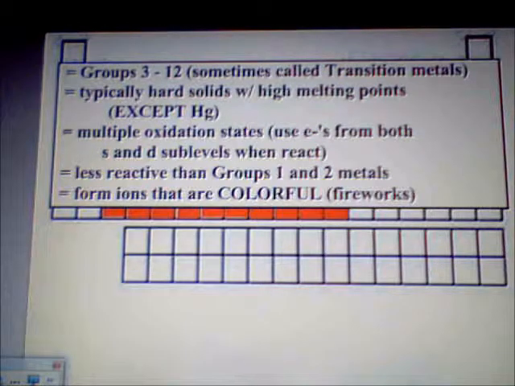Transition elements have multiple oxidation states, and that's because they can use their electrons from both the S sublevel and the D sublevels when they react with other elements. They're less reactive than the group 1 and 2 elements though. And when they do form ions, they're very colorful ions, so they're used often for fireworks.